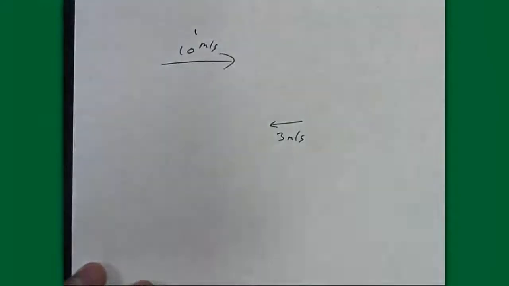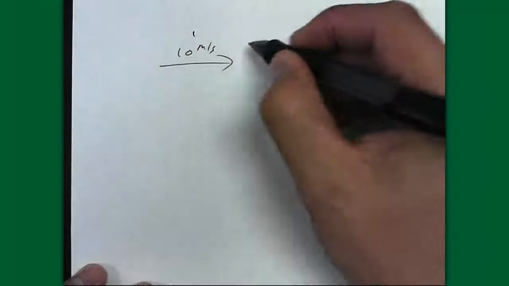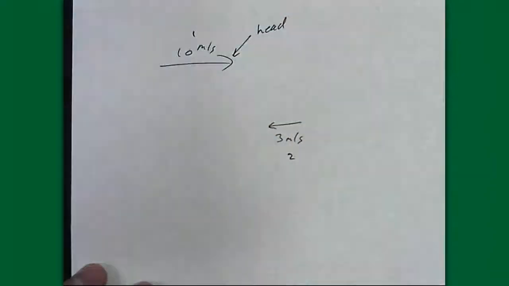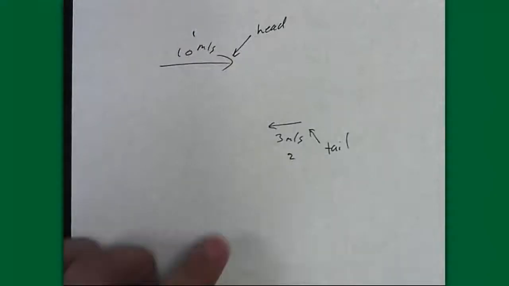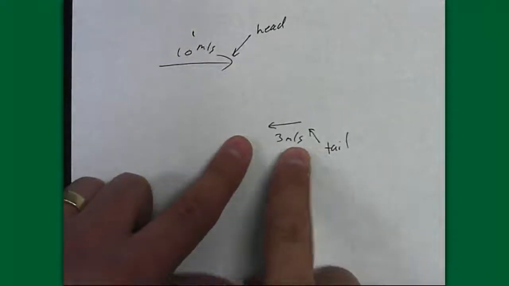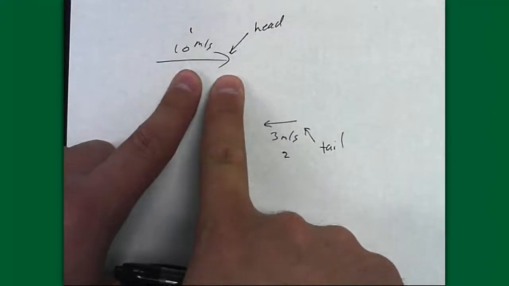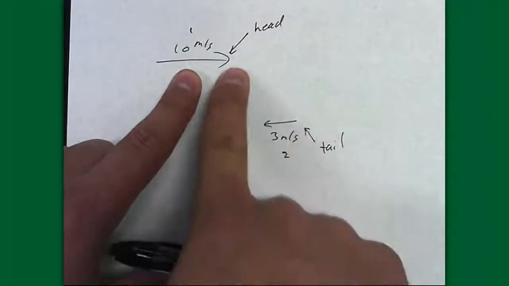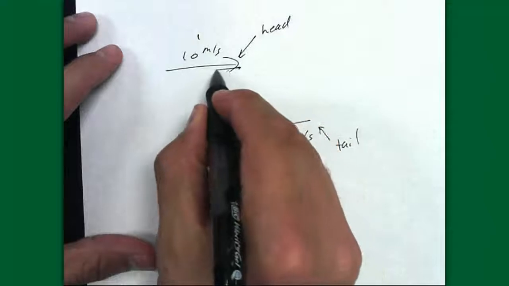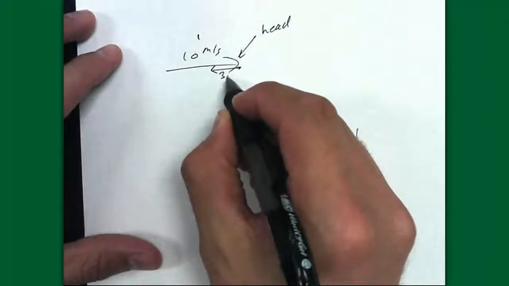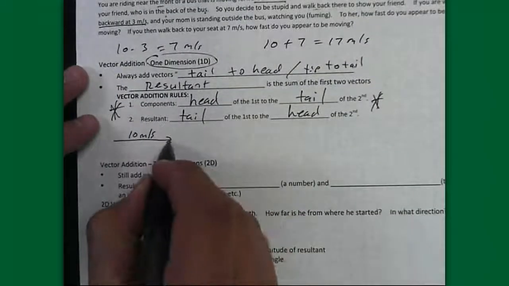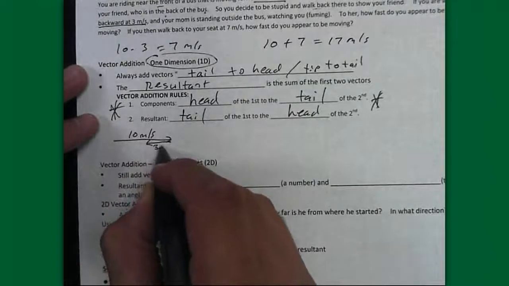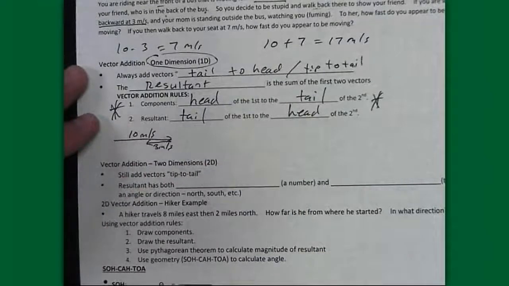Here's my first vector. Here's my second vector. Head of the first needs to be at the tail of the second. So literally I'm going to take this vector and slide it right up in here into place so that the tail of this one meets the head of this one, and it'll look just like this. Okay? So that's what I'm going to draw here underneath our notes. 3 meters per second vector goes right there.